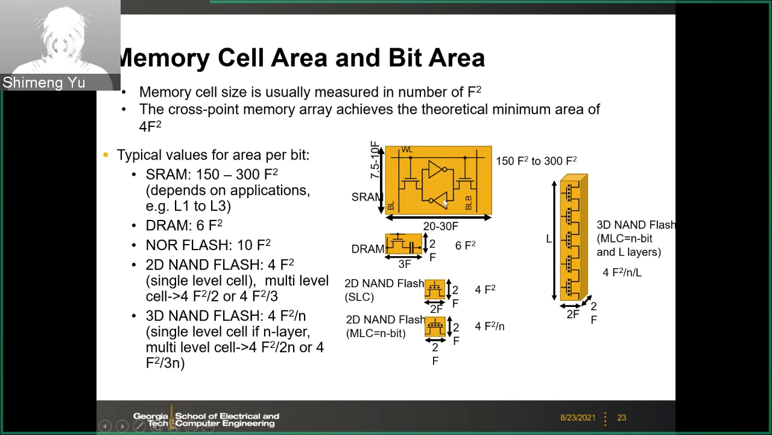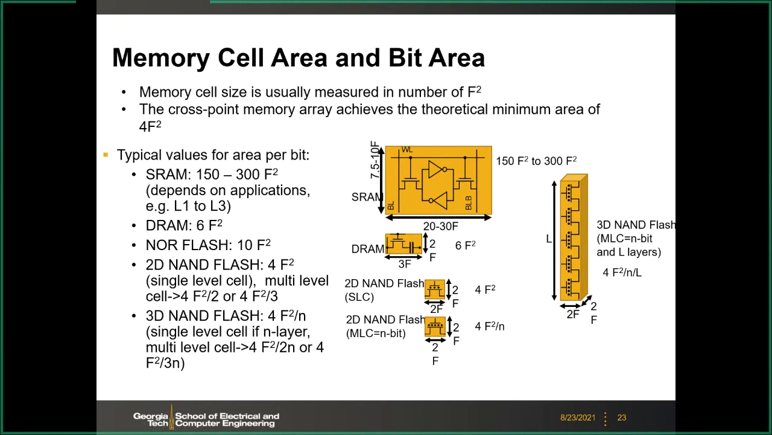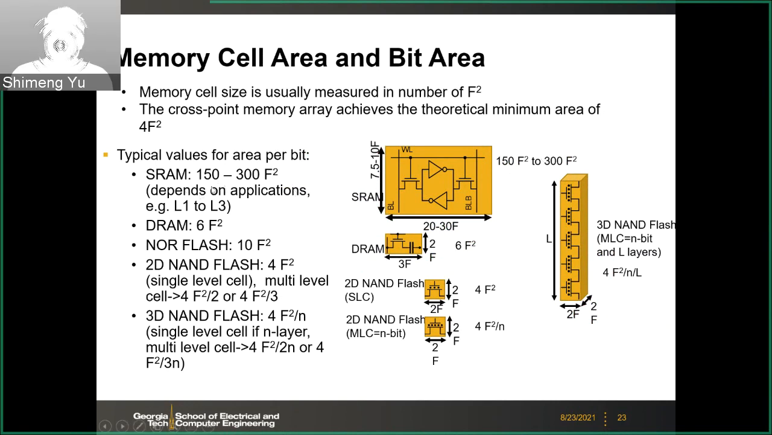For example, for the SRAM, we will discuss that later. SRAM is a 6-transistor design. If you lay that out in silicon, typically you have 7 to 10 F for the height of the SRAM cell, and 20 to 30 F for the width. So in total, you will have 150 F squared to 300 F squared in terms of SRAM cell area. And the SRAM depends on the L1 to L3 cache.